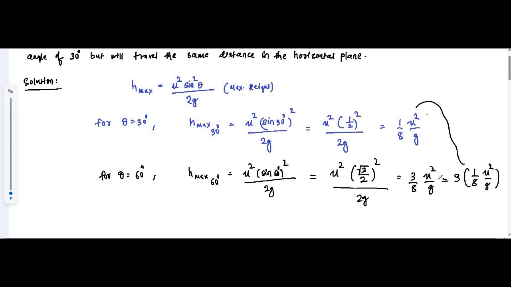So 1 by 8 u square by g is nothing but the maximum height for theta equal to 30 degrees. So it is 3 times that. So mathematically we have proved that Hmax for 60 degree is 3 times Hmax for 30 degree. Okay, the height thing is proved.